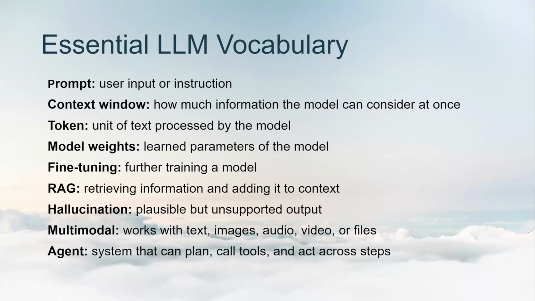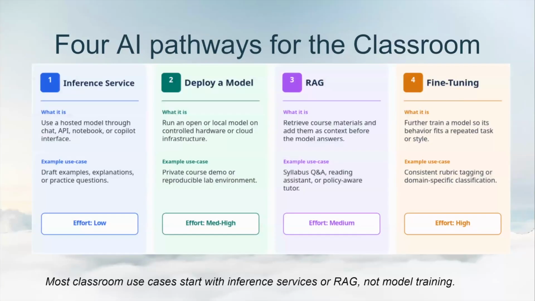Multimodal, this just is a model that can work with multiple modes. So text is like one mode. This is sort of where GPT might have started, where you just input text and it outputs text. But nowadays, if you go to ChatGPT and you're using their most recent model, you can input text, it can output text, you can input images, audio, videos, files, PDFs, CSV files, and so on and so on. And it can even output all of those as well. So these newer models are multimodal. And then finally, agent. An agent is a system that can plan and call tools and act. We're going to talk about agents more later.